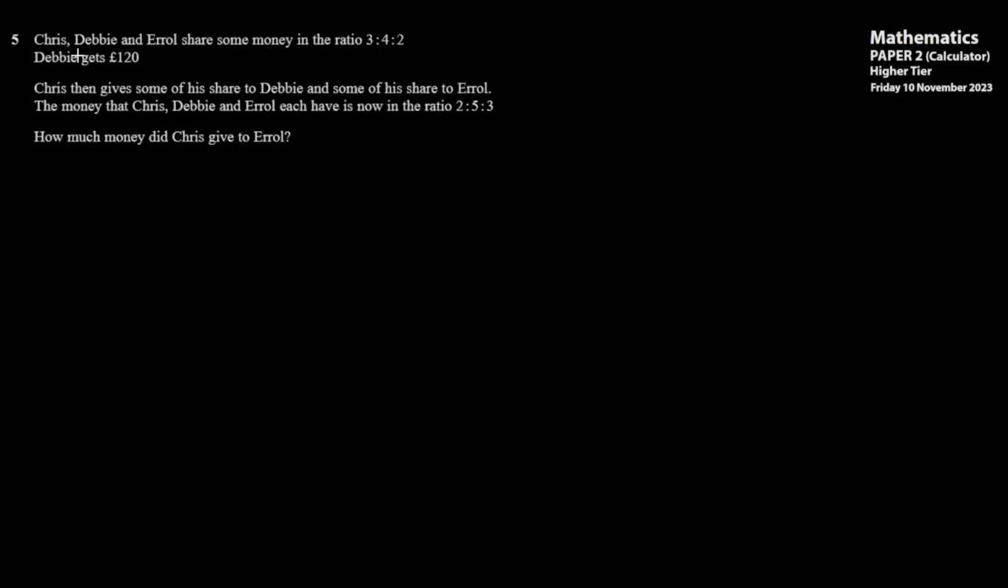A wordy question for question 5. We've got Chris, Debbie and Errol, C, D, E, all sharing money in the ratio of 3 to 4 to 2. And we're told that Debbie gets £120. And then we've got to work out, because Chris is now going to give his share to Debbie and some of the money to Errol, and the new ratio.